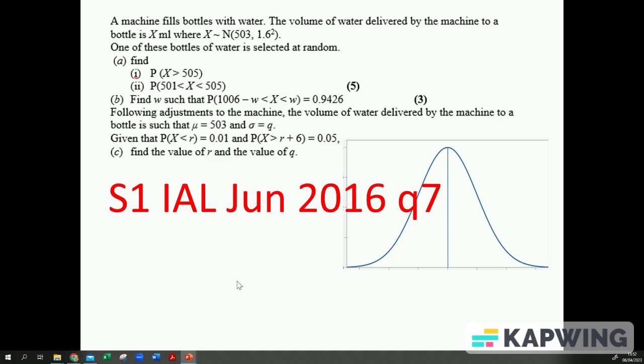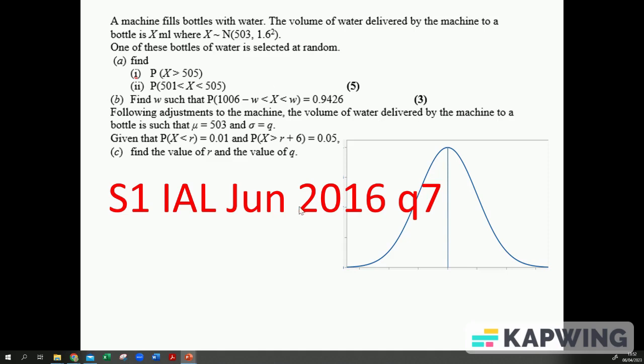Right, we've got S1 International Paper, June 2016. It's a normal distribution question. So it's on the old specification, so you wouldn't get 5 marks for doing this first part. So it's a bit different these days. But I think it shows you how they might lead you into answering a tricky question.